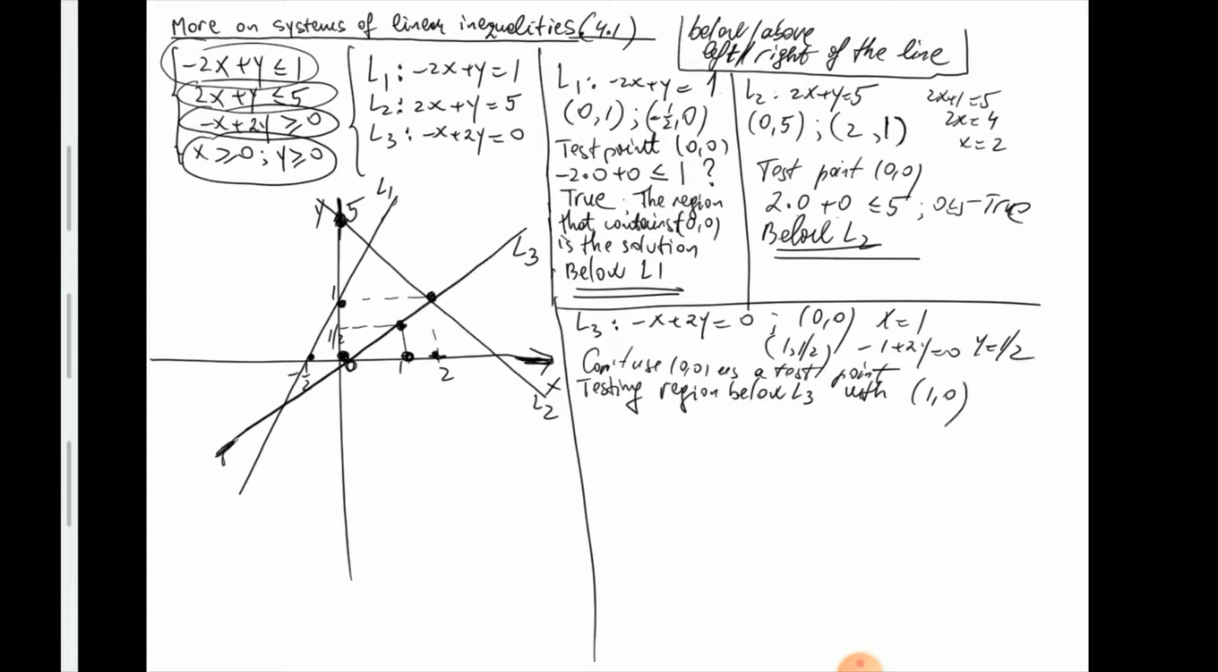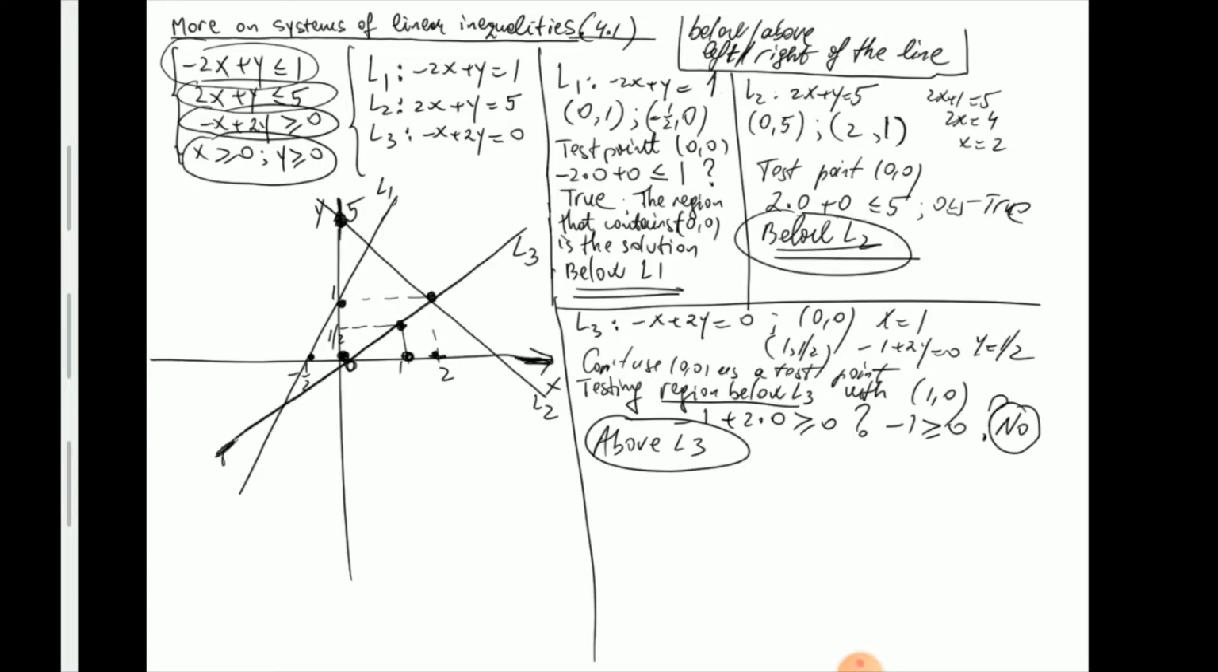So I plug (1, 0) into the inequality. And I ask myself, okay, so x is 1, y is 0. Is minus 1 plus 2 times 0 greater than or equal to 0? Well, that means asking, is minus 1 greater than 0? Obviously, no, right? So that's a false statement. So therefore, it's not the region below line number 3, but it is above line number 3.